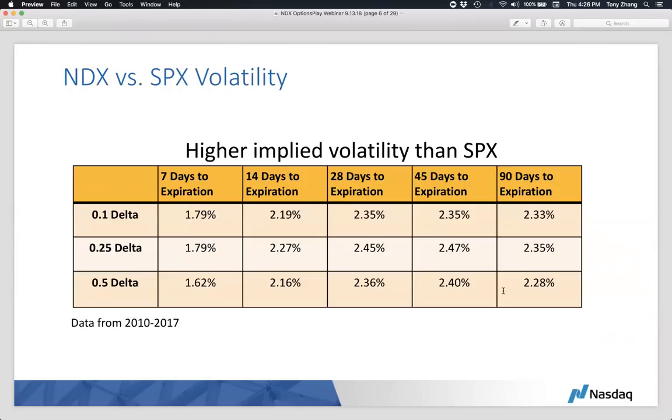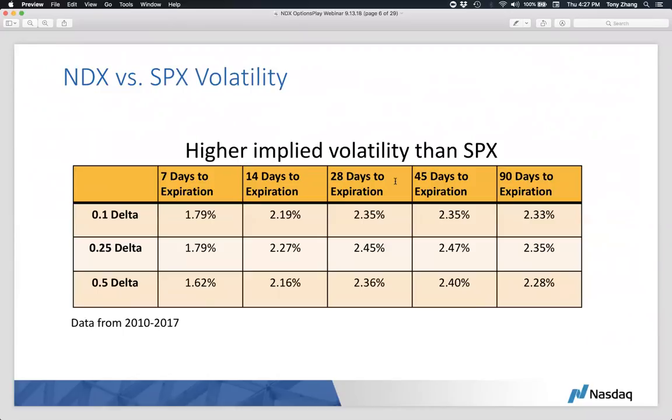We found some pretty interesting data from 2010 to 2017, where we looked at pretty much all different time frames, as well as all different deltas. So regardless of whether you sell very short dated options, or very long dated options, or at the money calls and puts, or far out of the money calls and puts, as you can see, on the short end of the spectrum, when you're selling weekly options, the difference between NDX and SPX is about 1.7% in implied vol. NDX is higher than SPX by about 1.7%. When you go out to 2 weeks, that's about 2.2% in terms of implied vol. And anything further, you kind of taper off around 2.3, 2.4.